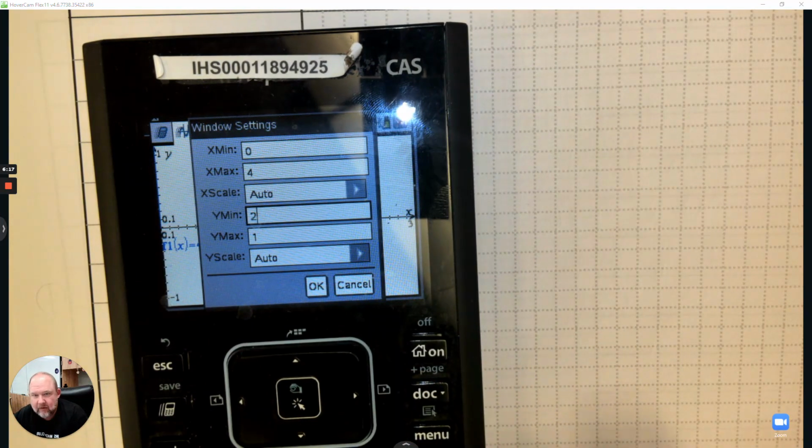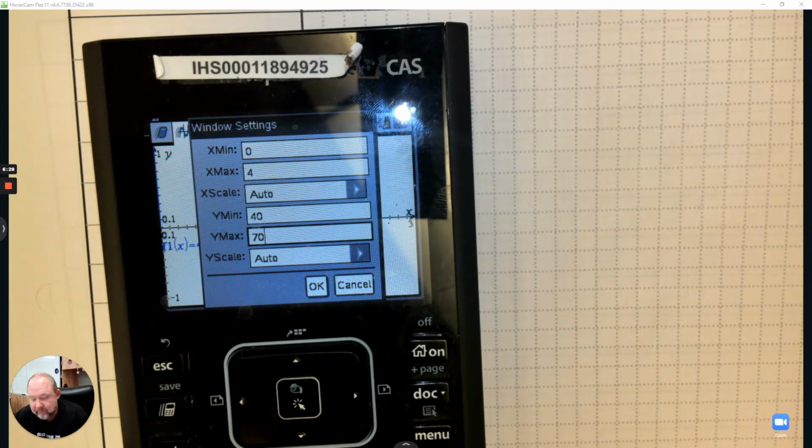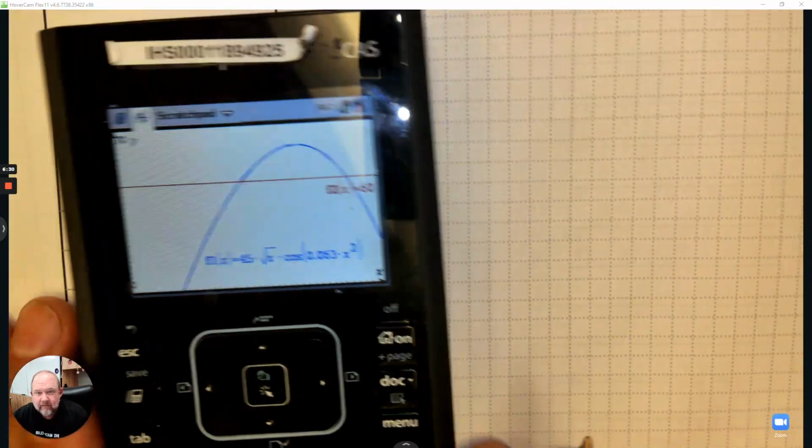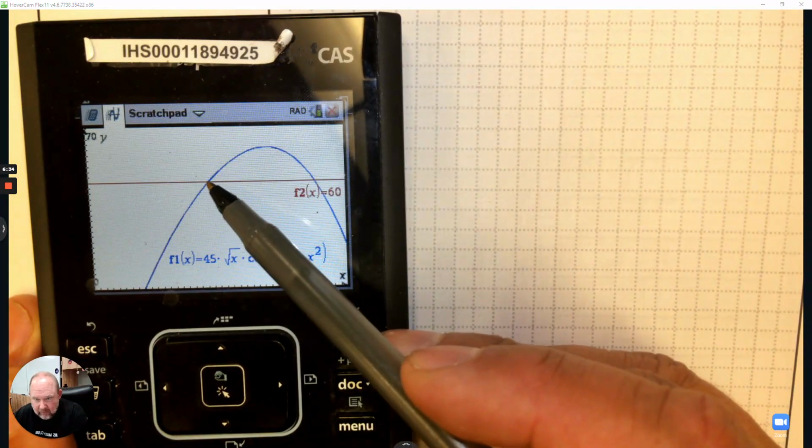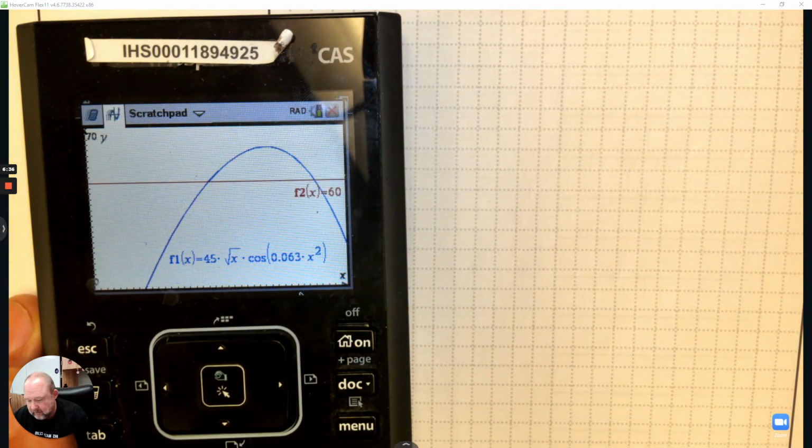And really, all I'm looking for is, so I'm going to make it close to it, between 40 and 65, whatever, 70. I'm looking for when it's above 60. So I set up the window, and can you see the part that's above? I need to know what those values are, where they intersect.